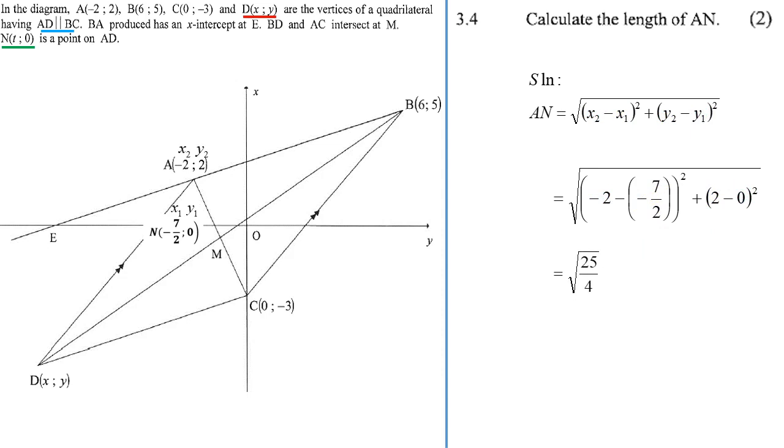Now if you use your calculator, you get the square root of 25 divided by 4, then you simplify it. This will give you 5 divided by 2. That is the distance, which is 2.5 units. 2 marks. How do you get the marks? You get a mark for substituting into the correct formula. The correct formula in this case is the distance formula. Why? Because we're talking about length. So the language is important. Length, distance. And then from there you get a mark for the final solution.